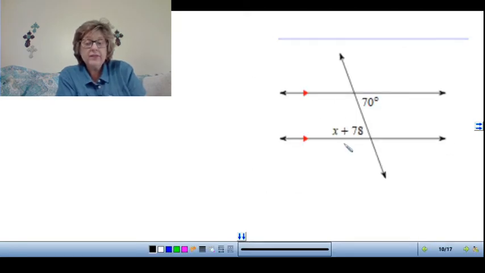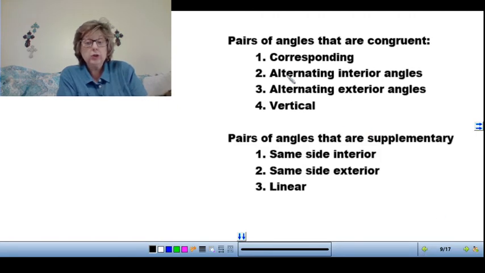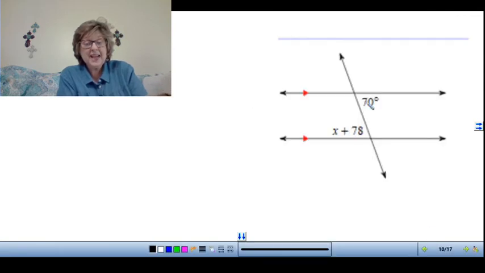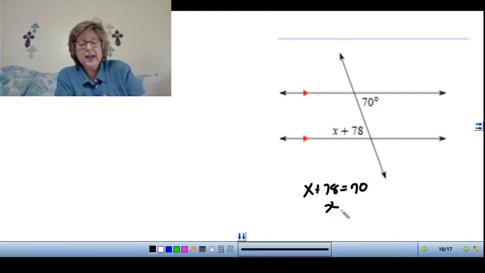So now if I have this one, first off I have to identify what the angles are. They're alternating and they're interior, so these are alternating interior angles. I know alternating interior angles are congruent, so this has to equal this. So x plus 78 has to equal 70, and solving for x, subtract 78 from both sides, so x would be -8.